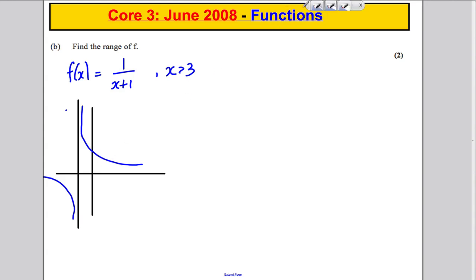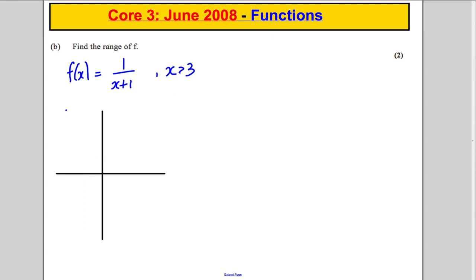Now, a key thing here though is x has to be bigger than 3. So in this case, I don't care about here, and I don't care about here either. I only care about when x is bigger than 3. So what the graph actually ends up looking like, if that's our x and our y axis, is something bigger than 3. It looks something like this, with that point there being 3. And it would go on towards infinity like that.